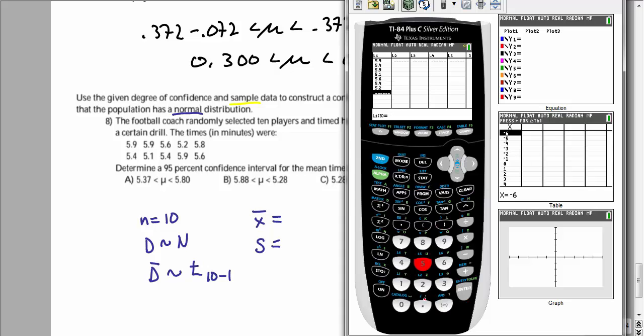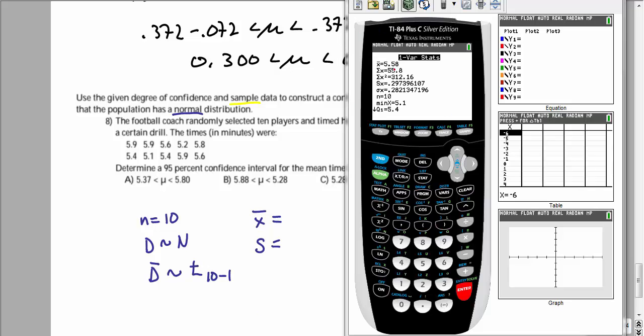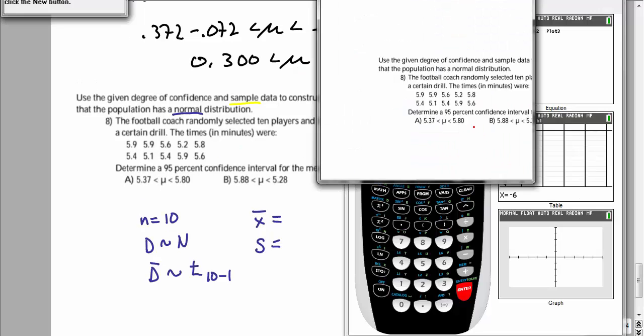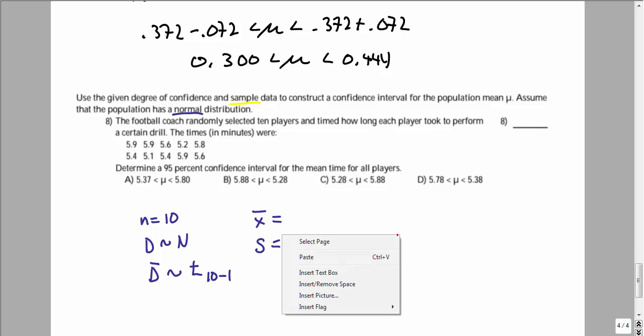Now once you have your data entered, remember we go back to the stats menu, and then we arrow over one to the right, and we choose calc, one variable statistics. Frequency, I don't have a frequency list because each of the data points is listed. And then these are the values that I'm going to use for my X bar and S. So let's go ahead and clip these out of here. Now a lot of these I don't even need. There's only just a few of these that I need.